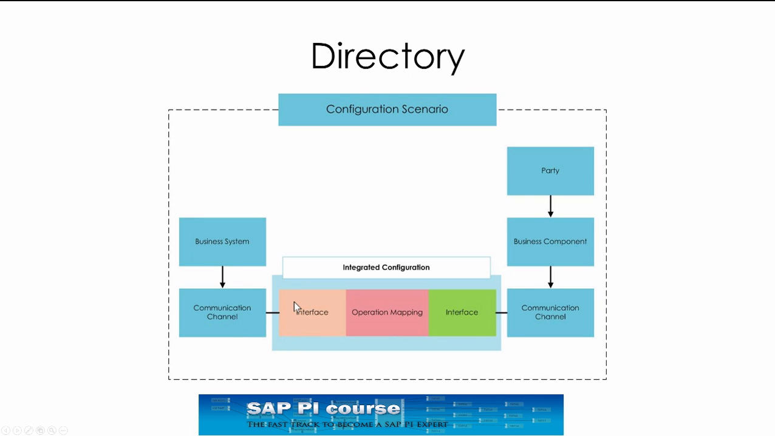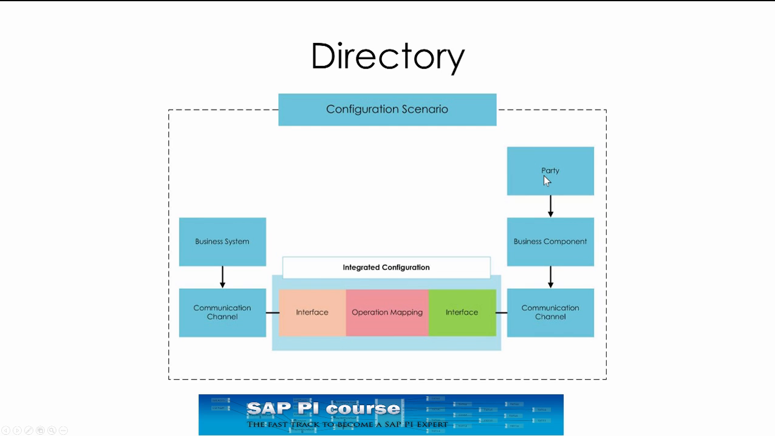Then in the integrated configuration, we would have an outbound interface that we're defining. Then we would define which system this needs to go to. Then when we have done that, we would figure out which mapping to use on it, which operation mapping to use on it. Based on that, we would get an interface that this message needs to be delivered to. And we can have a party for this.